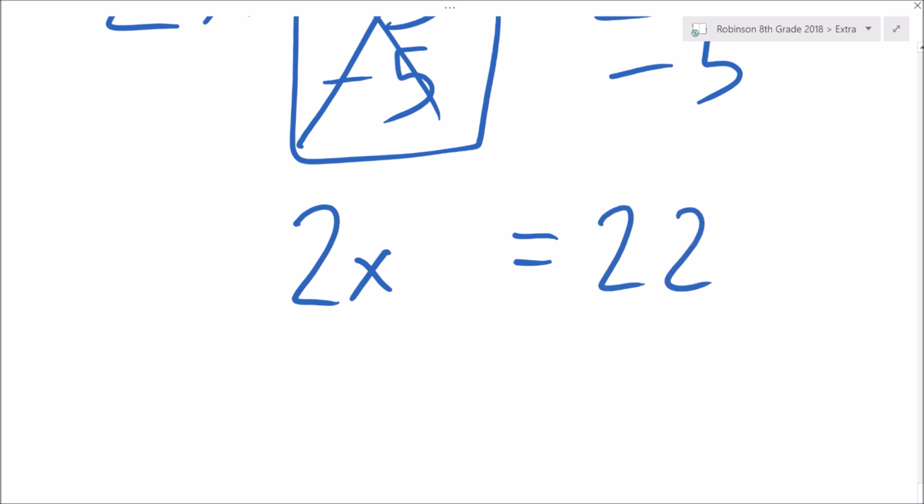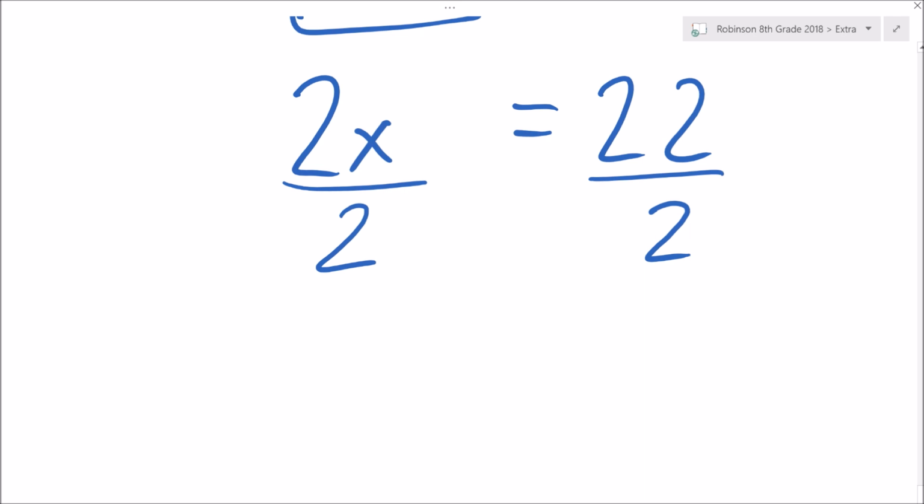Once we get through that, this is now just a one-step equation because we've done one of the two steps. Our inverse operation of multiplying the 2 against the x is to divide by a 2, and we have to do that on the other side as well. That leaves us with just 1x being equal to 11.